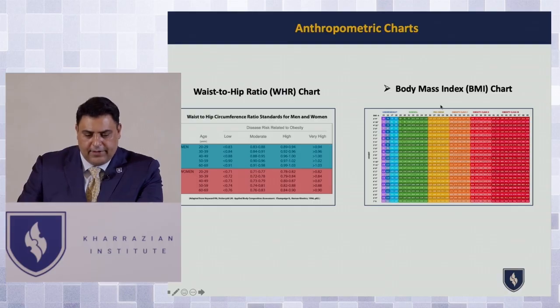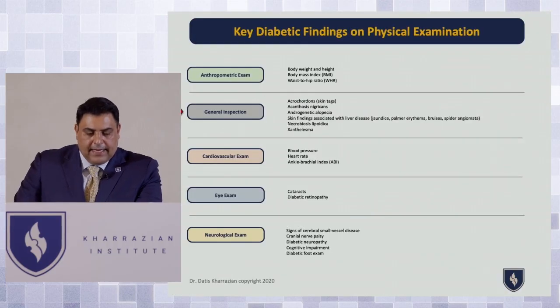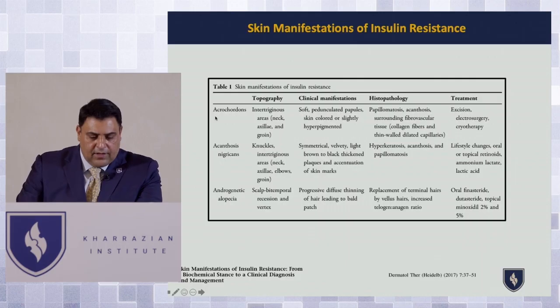And that is important to get a baseline measurement for them. Now, the other key thing to do when you're doing your exam is just your general inspection. One of the key things you'll see is skin tags, acrochordons, acanthosis nigricans, androgenic alopecia. These are common things you'll see with insulin resistance.